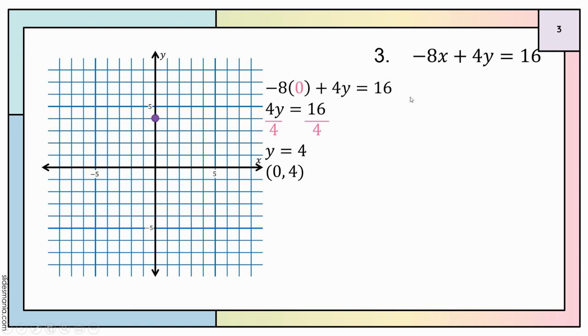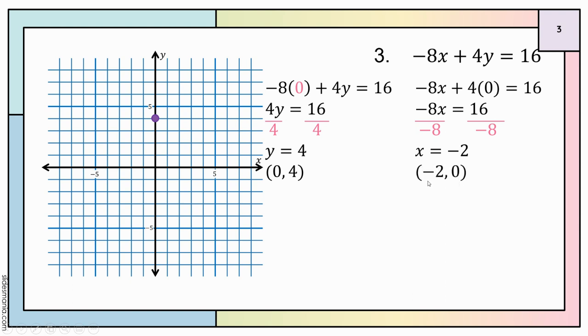And then find the x-intercept by putting 0 in for y. So we'd have negative 8x plus 4 times 0 equals 16. 4 times 0 is 0. So that leaves us with negative 8x equals 16. Divide both sides by negative 8. That leaves us with x equals negative 2, or the ordered pair (-2, 0). So we'll come over here and plot that point. And then I would line up my straight edge along the 2 points and draw my line, including arrows on both ends.